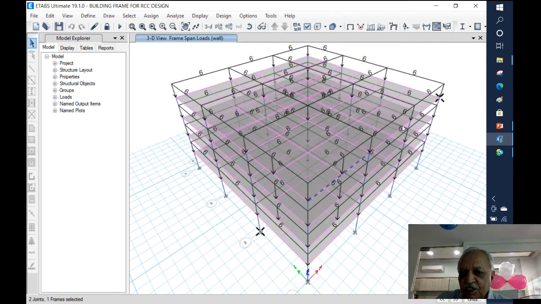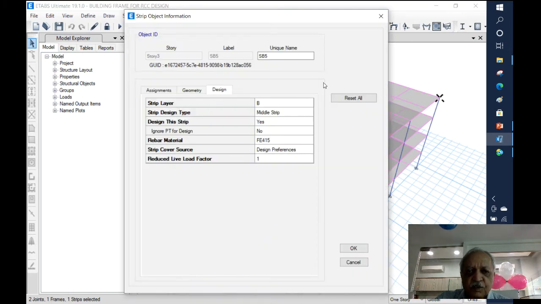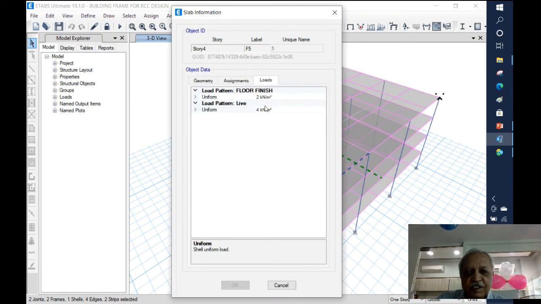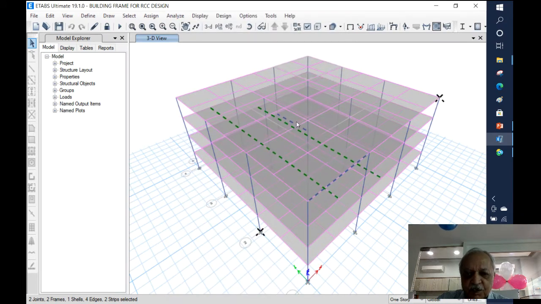So we see that on each of the members you can give such types of loads, which are described per unit length. Then you have got the slab load indicated over here. For the floor slab, you have got similarly the loads. So you have got the floor finish load, 2 kilonewton per square meter, and so on. So this load is specified on different structural members over here.